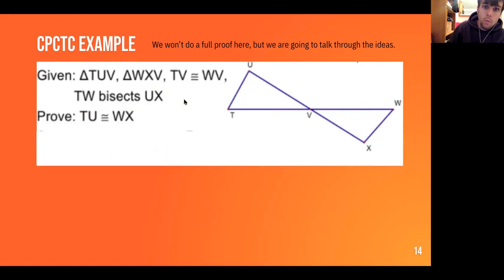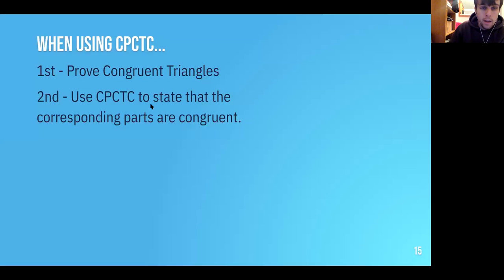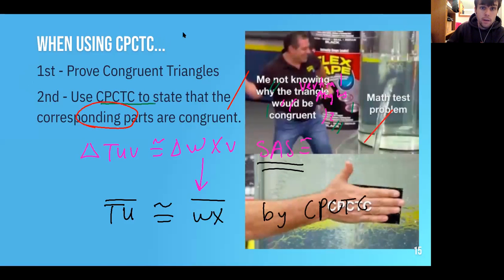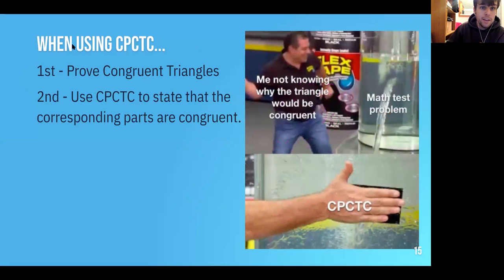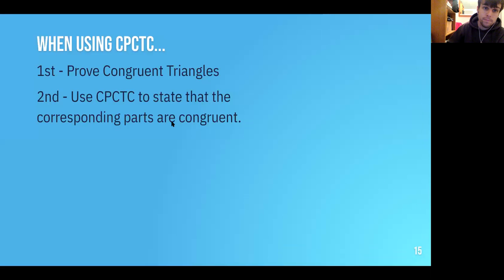All right, one more. I think one more after this. So when you're using CPCTC to do an actual full problem, there's kind of two processes here. First thing you always want to make sure you're doing is, let me clear some things off. Okay, first, prove that we have congruent triangles. So if you don't prove you have congruent triangles, then you can't use CPCTC. So if you haven't done this, can't use this.